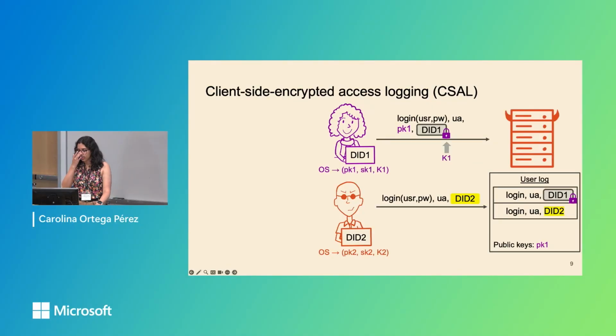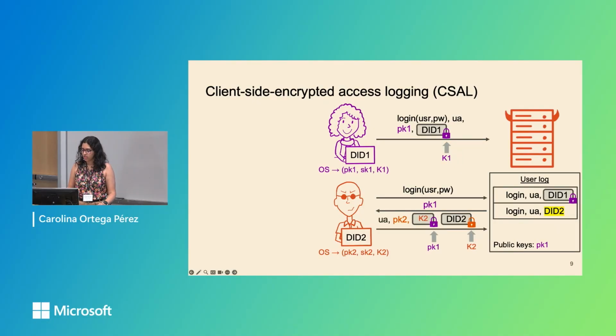And then the second user, when they want to log in, creates a new set of keys. And now things change a little bit. We'll have an extra round trip where the user first authenticates to the server. If that succeeds, then it gets the set of public keys associated with this account, in this case PK1. Then the session sends back the public key, the user agent, the encrypted device ID, and it would also encrypt the symmetric key under the public keys that it received. All of this information is stored at the server, including now the ciphertext of symmetric keys.